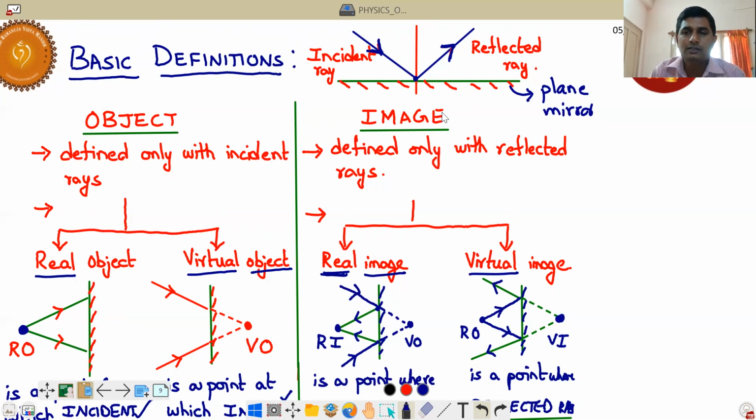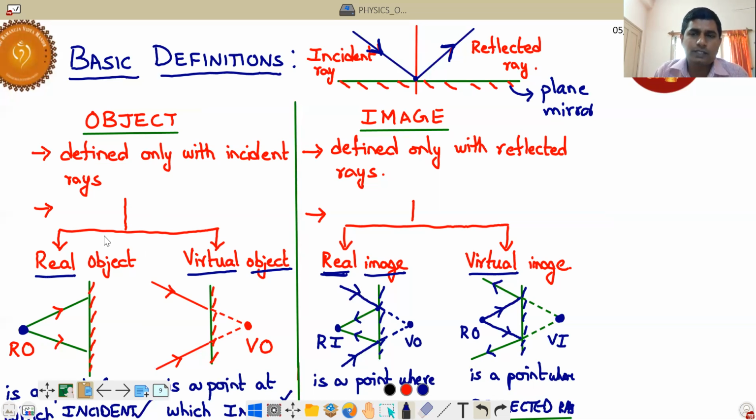Have you understood, students? These are very, very important definitions, so you should learn them thoroughly. You should first write them down in your notes, and then learn them properly. So what is meant by objects? Object is always defined with incident rays, and image is always defined with respect to reflected rays.